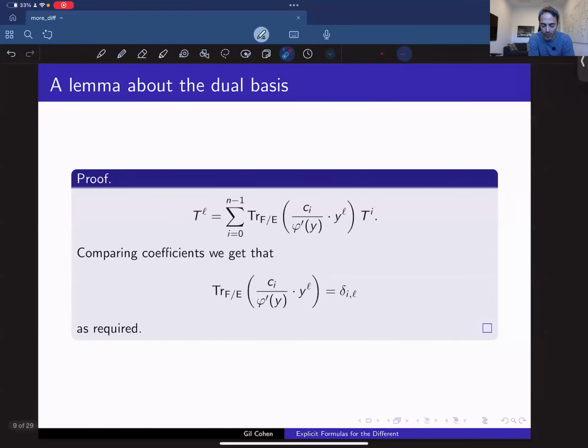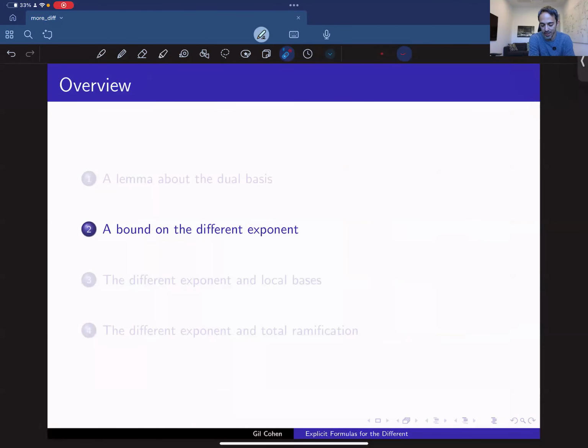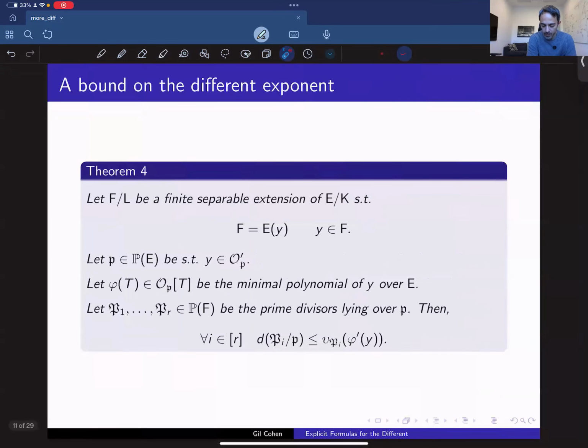Okay, with this we can move on and talk about a bound on the different exponent in terms of valuations. So we have the following theorem. Same setting as before, F over K is a finite separable function field extension. F is generated by this y. And I'm assuming here that y is integral over O_P. I'm not assuming yet in this theorem that 1, y, y squared, and so forth is an integral basis for O_P prime. I'm just saying that y is defined at all primes above little p, namely y is in O_P prime, the integral closure of O_P.